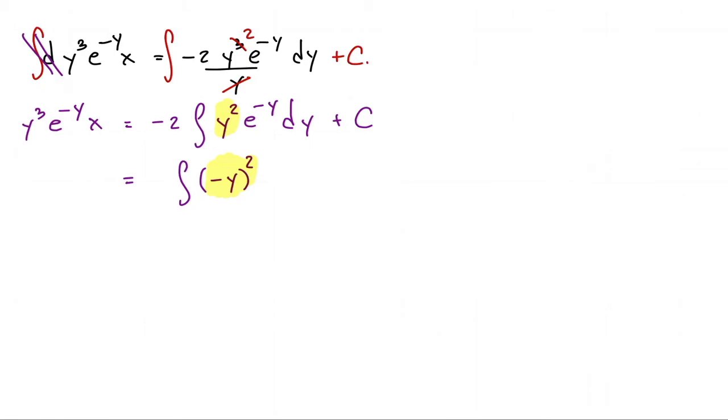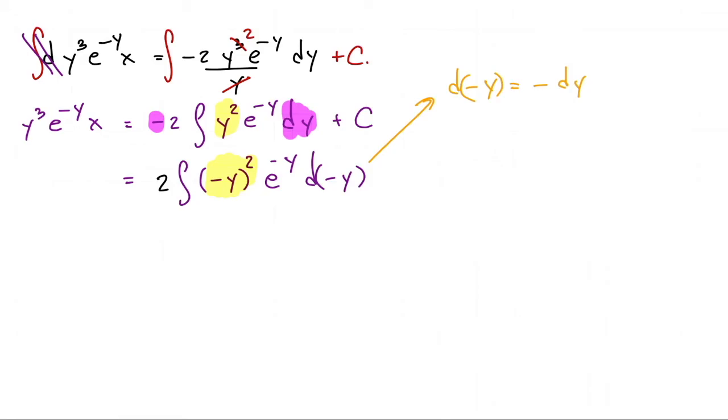And then e to the minus y d minus y. Guys, don't forget d minus y is actually minus dy. So I have minus dy. So here I only have 2 left.